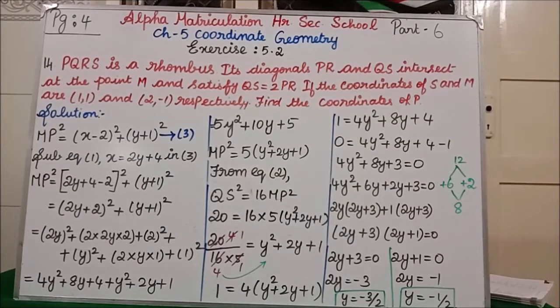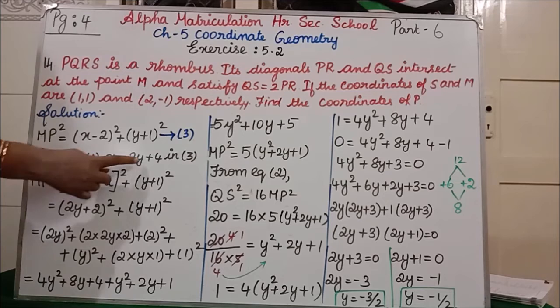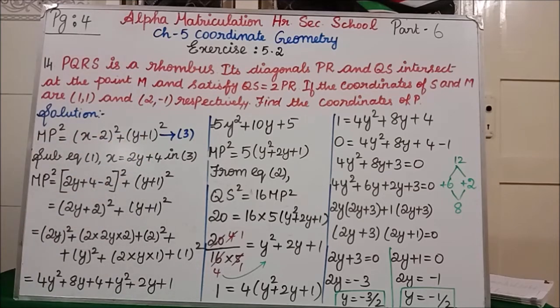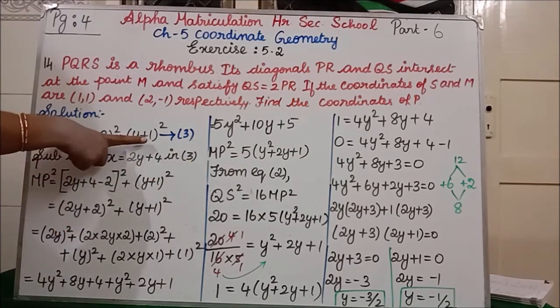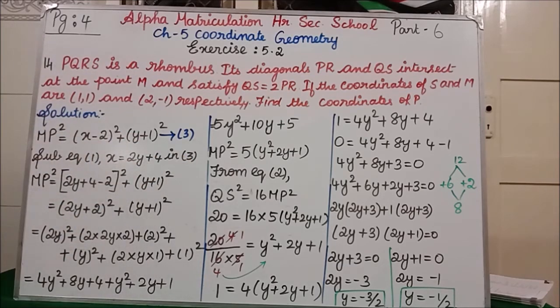14th question, we are now in page number 4. If you see the last line in page number 3, what I have written: MP square equal to x minus 2 the whole square plus y plus 1 the whole square. That equation we are going to take as equation 3. That time I told we know x value in equation 1. So we are going to substitute equation 1. What is equation 1? x equal to 2y plus 4 we have written there. So x equal to 2y plus 4 we are going to substitute in 3. 3 means this equation.